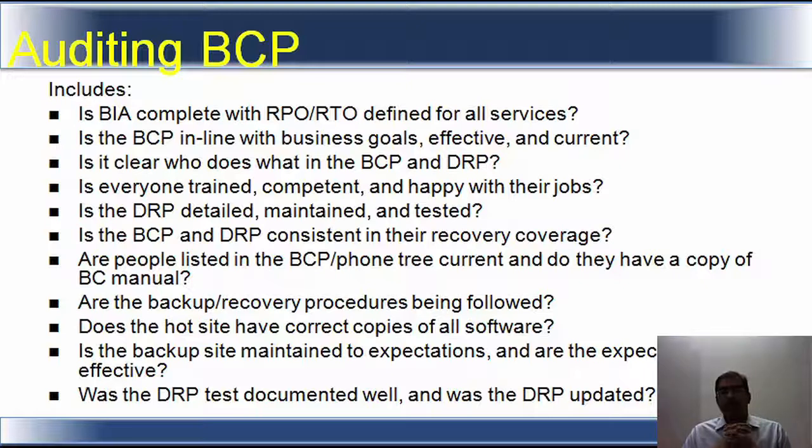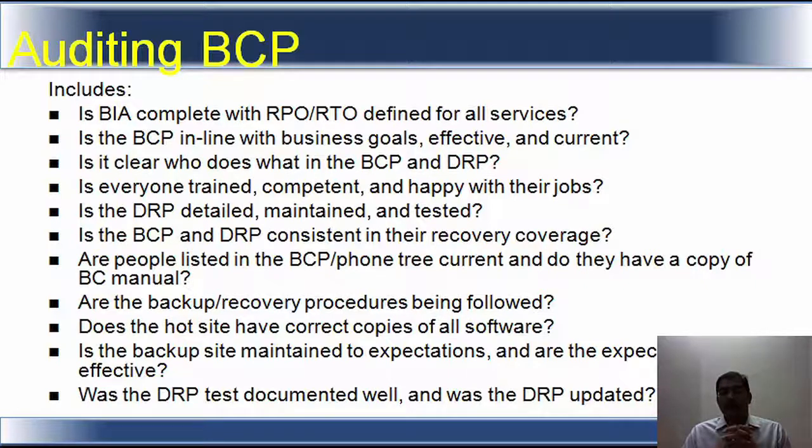Are people listed in the BCP or phone tree current? And do they have a copy of the business continuity manual? So, you have specified roles and responsibility for different people in the organization. Like I said a couple of minutes ago, Mr. X was there, now it is Mr. Y. So, does Mr. Y have the copy of the BC manual? And does he or she know what to do? Are the backup and recovery procedures being followed? So, that has to be audited. Whether a grandfather-father-son strategy is adopted, or what is the frequency of backups, how it is being done, who tests it. So, all this has to be checked.